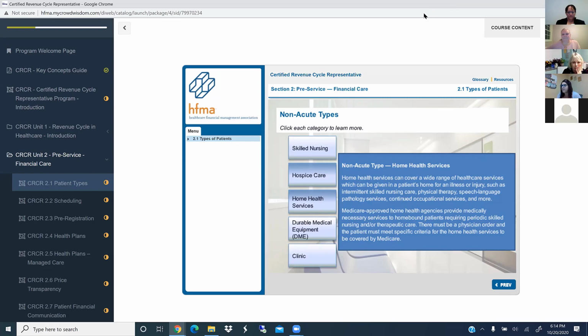There must be a physician order, and the patient must meet specific criteria in order for it to be covered by Medicare. And one of the big criteria is they have to be homebound. Like they can't be going to the grocery store and then coming home and getting their home care. Okay, so that's a big, you know.